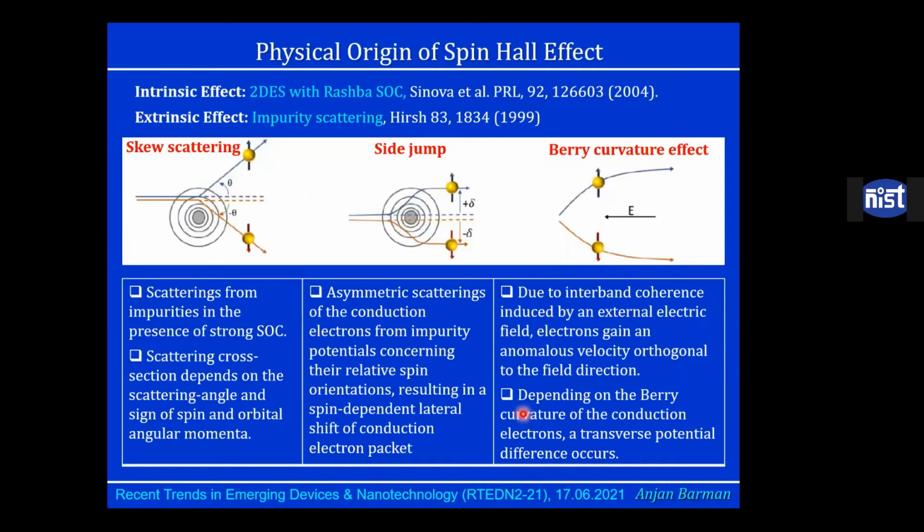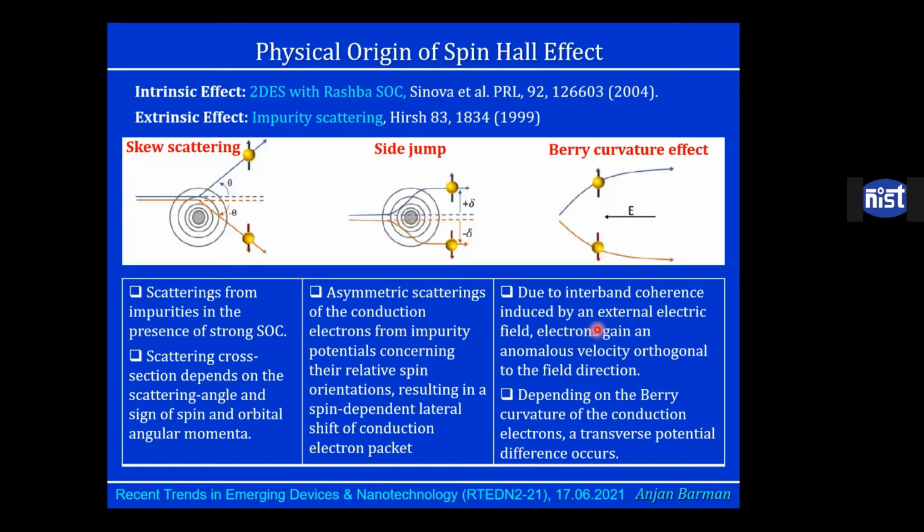As I said, there are two main origins. One is the intrinsic effect, which occurs in a 2D electron gas with Rashba spin-orbit coupling, and that was given by Sinova in this paper. The extrinsic effects occur due to impurity scattering. The intrinsic effect is primarily due to the Berry curvature. Here, due to the interband coherence induced by an external electric field, the electron gains an anomalous velocity that is orthogonal to the field direction, and depending on the Berry curvature of the conduction electron, different transverse transport occurs. That is the primary reason for this.